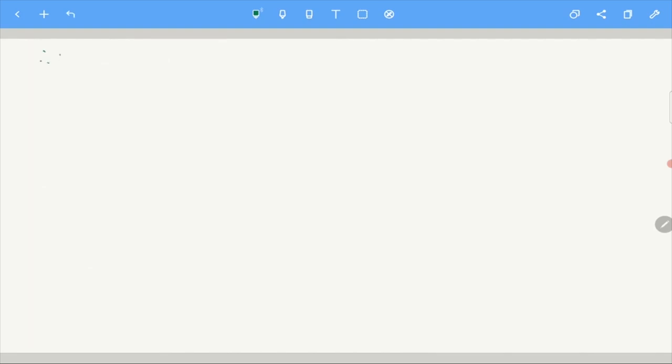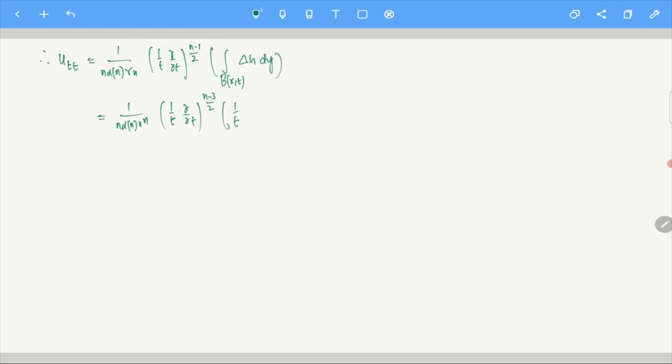So therefore U_tt is 1/(nα(n)) γ_n (1/t ∂/∂t)^((n-1)/2) of the integral over B(x,t) of the Laplacian of h dy. That will actually give us 1/(nα(n)) r^n (1/t ∂/∂t)^((n-3)/2) of 1/t, one derivative, so I'm breaking one from here, ∂/∂t of the integral over B(x,t) of the Laplacian of h dy. I hope you remember the formulas which I taught you in the last few classes.